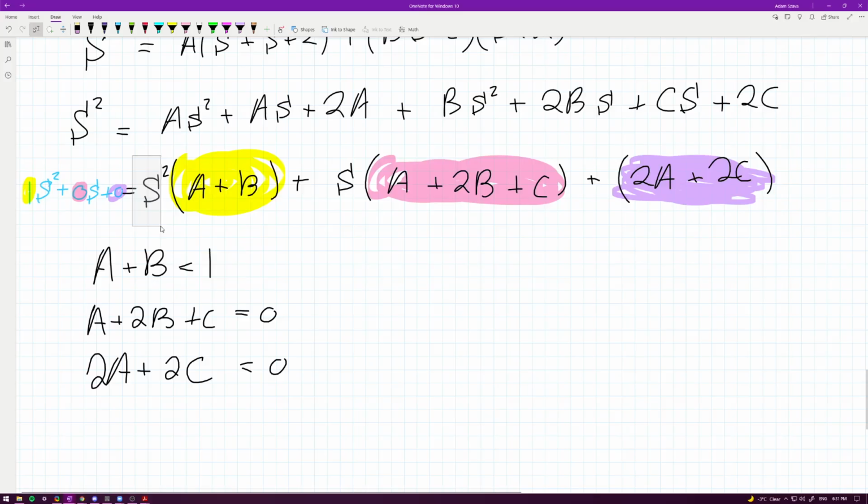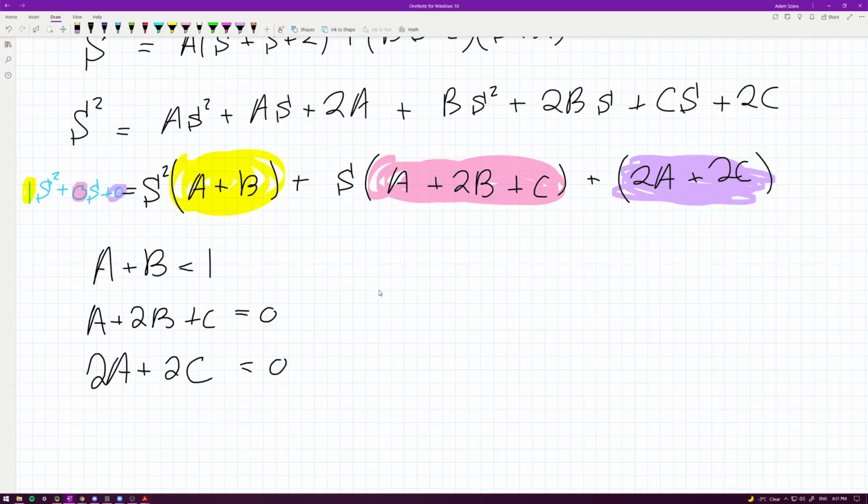So you're essentially matching the coefficients. The coefficient on s squared matches the coefficient on s squared on the other one. Coefficient on s matches the coefficient here. Constant term matches the constant term. So hopefully that makes sense. If not, let me know. We can keep talking about it, but I think it should be good.